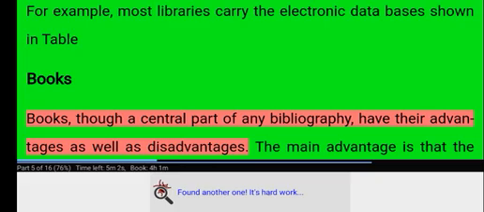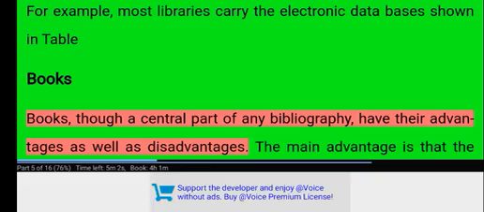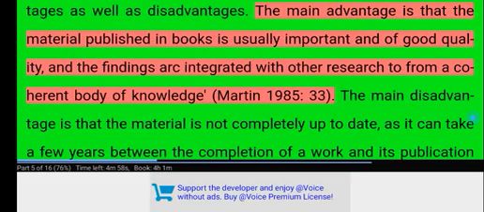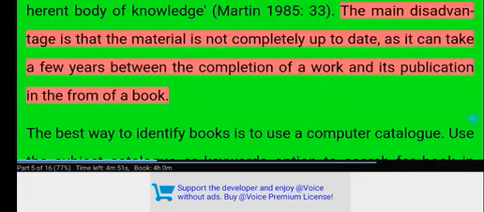Books. Books, though a central part of any bibliography, have their advantages as well as disadvantages. The main advantage is that the material published in books is usually important and of good quality, and the findings are integrated with other research to form a coherent body of knowledge (Martin 1985, 3.3). The main disadvantage is that the material is not completely up to date, as it can take a few years between the completion of a work and its publication in the form of a book.